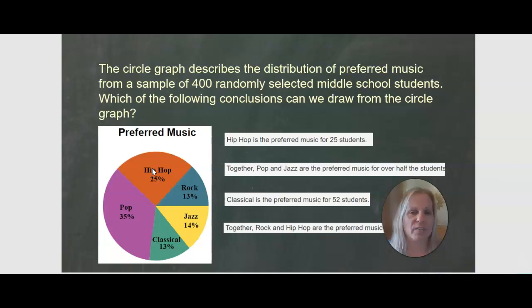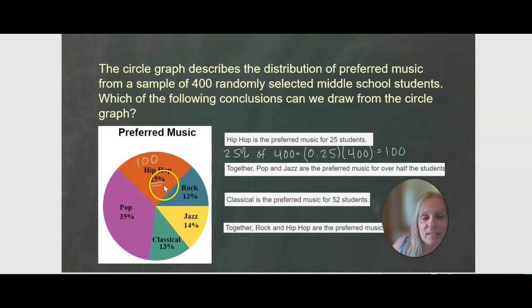So what is 25%? Well, let's find it. If I want to find 25% of 400, I'm going to do 0.25 times 400. That's the same as finding 1/4 of 400, so you may be able to do that in your head. That's 100. So 100 students fall in this category. It's 25%, but 25% of 400 is 100. All right, good? So that one's not true.